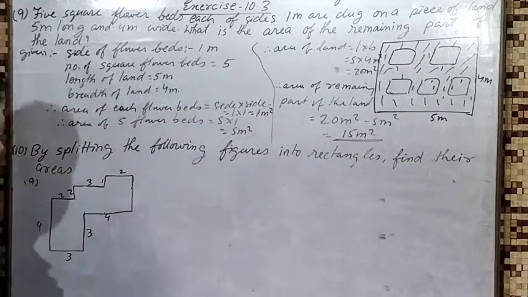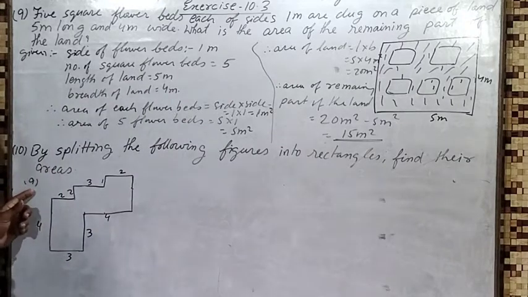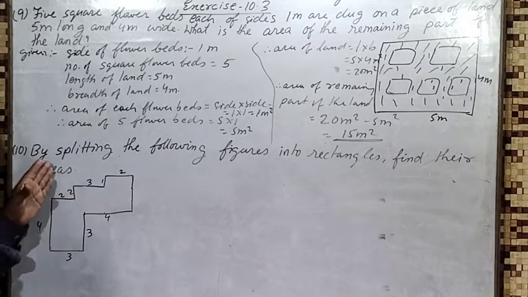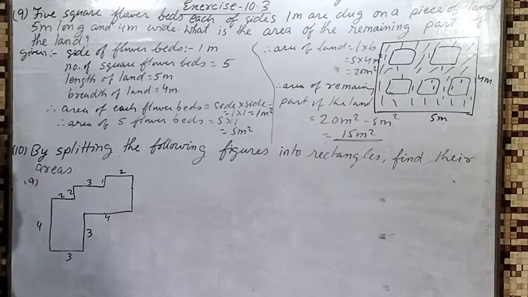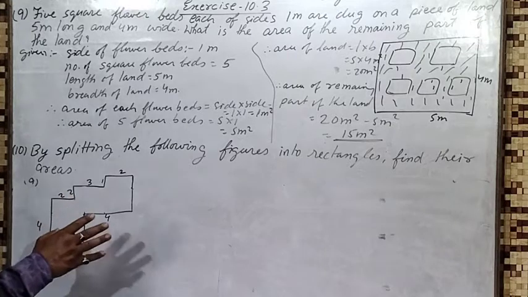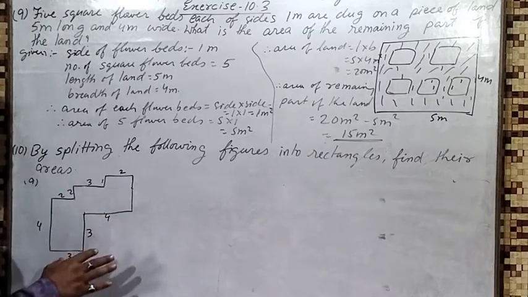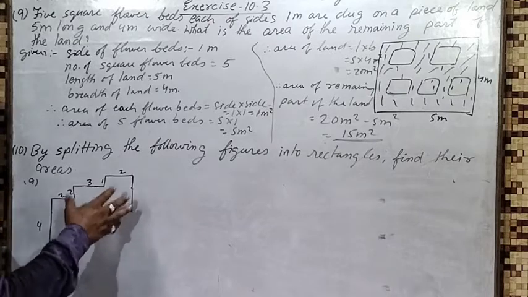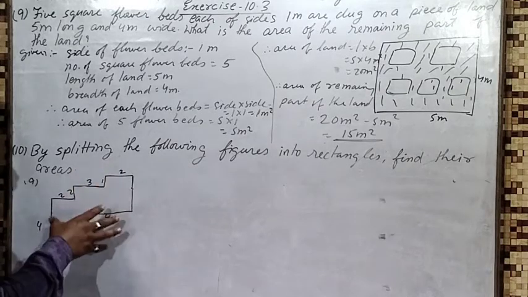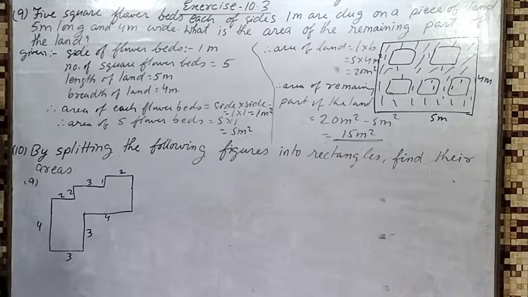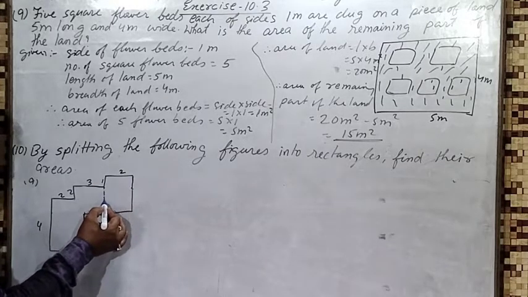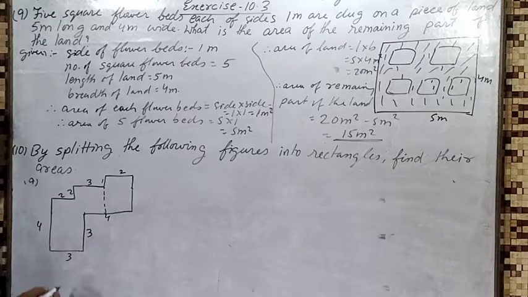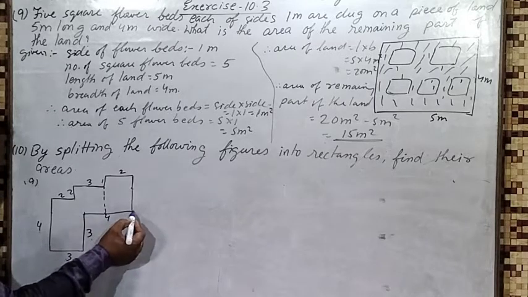Now question number 10. 10a, the figure I have drawn on the board. By splitting the following figure into rectangles, find their area. We have to split this figure into rectangles. Then we cannot find this area simply by one formula, so you have to split this into rectangles, then find the area. So you start splitting from this side. All the sides are given: this side is 4, 3, 3. This one from here to here it is 4.